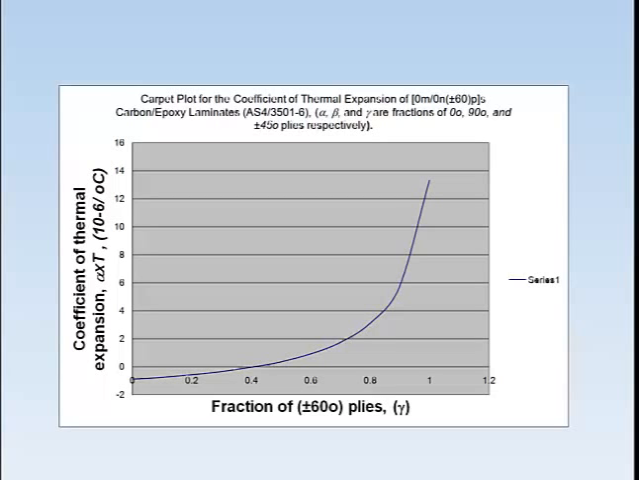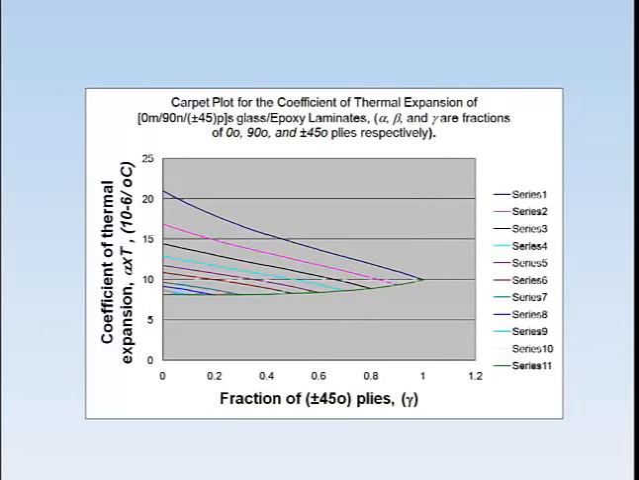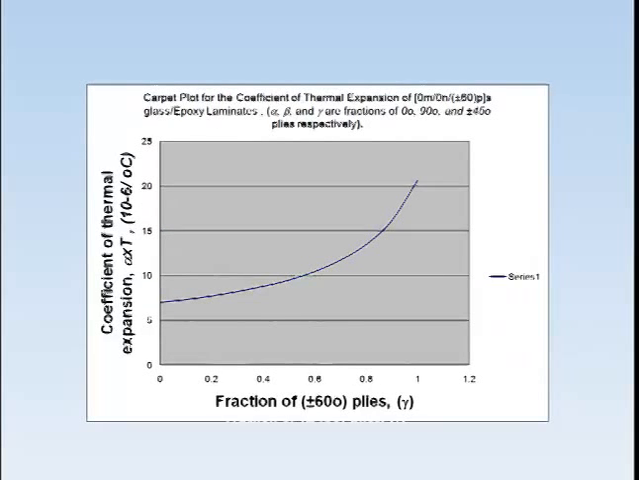The next graph represents the coefficient of thermal expansion of 0m plus or minus 60 degree plies carbon epoxy laminate AS4/3501/6. In the x-axis we are taking the fraction of plus or minus 60 degree plies, and in the y-axis the coefficient of thermal expansion alpha xt. How the values of thermal expansion vary from point to point. So these are the same graphs, this one.